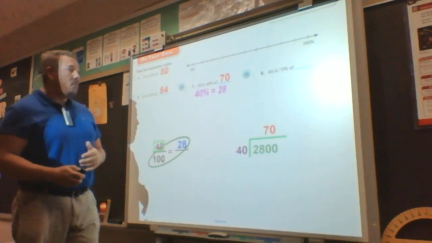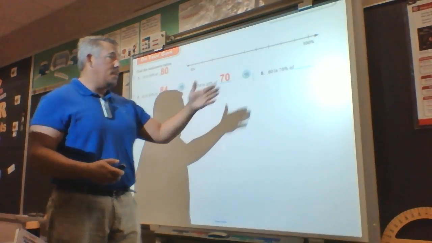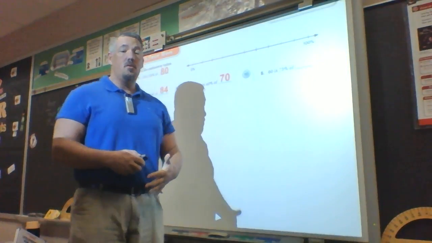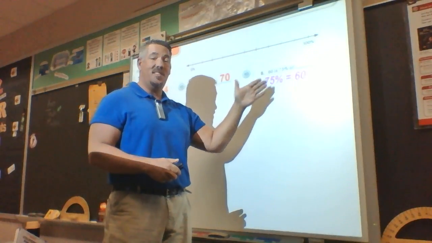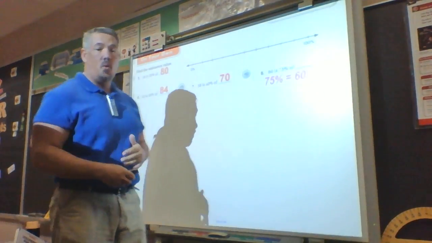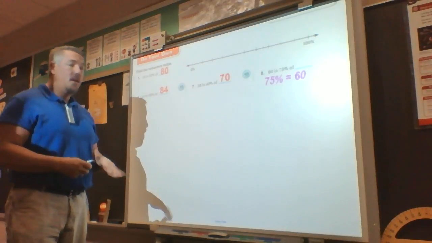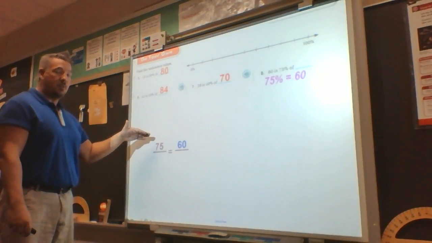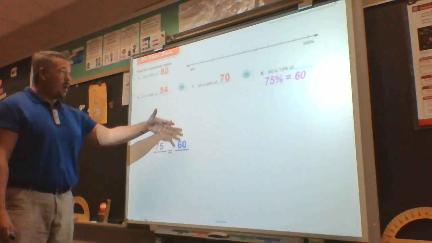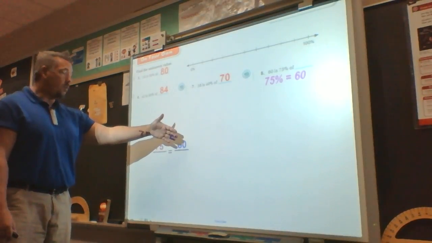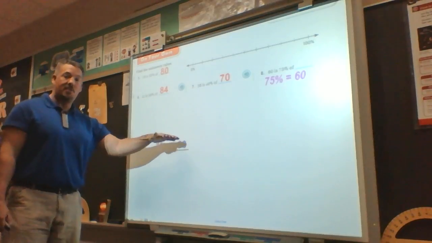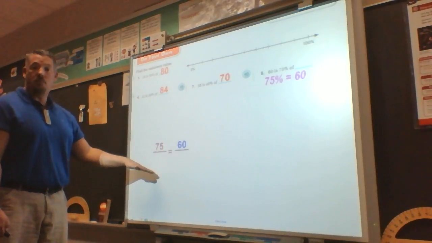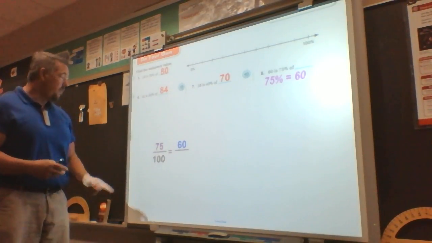On number 8 then, you should have gone through the same process. That 60 is 75%. So you should show me that 75% is equal to 60, because once again, that's what that means. Set it up in my fraction form. I put my 75, my percent, as the numerator on the left. My part, my whole number, on the right. So I have 75 is 60. My denominator has to be 100, because that's the percent sign.